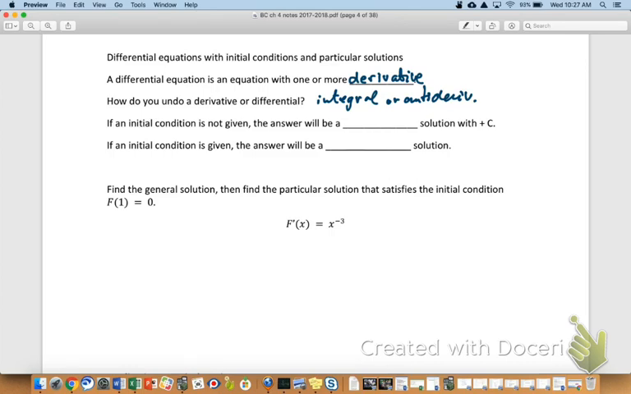We'll play a little Wheel of Fortune here. Yeah, there it is, general. It's a general solution, and that'll be characterized with a plus C, right? It'll be something or other x with some other stuff, maybe plus C.